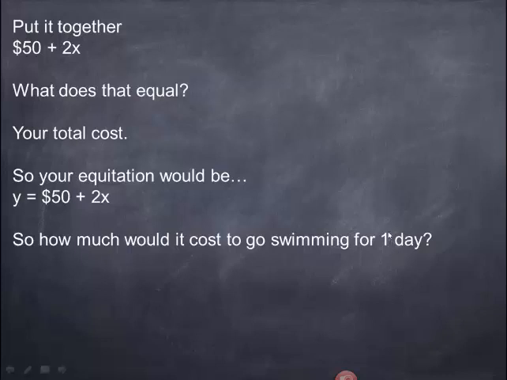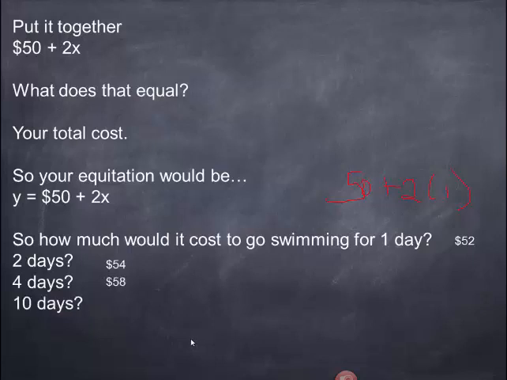For example, how much is it going to cost me if I go swimming one day? Well, I would plug in 1 for x. So that would be $50 plus 2 times 1, which would be $52. How much is it going to cost me to swim for 2 days? So I would do 50 plus 2 times 2, which would be $54. How much for 4 days? $58. How much for 10 days? $70. All right, go ahead and hit pause and copy the rest of that down.